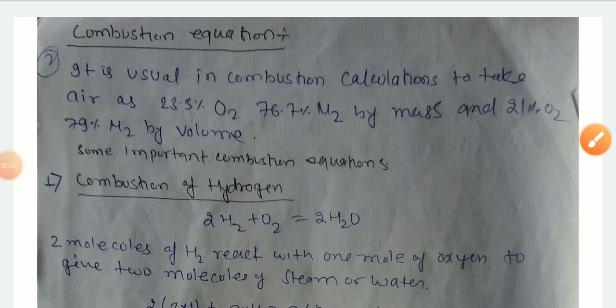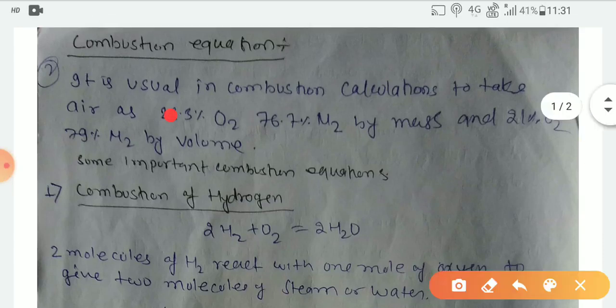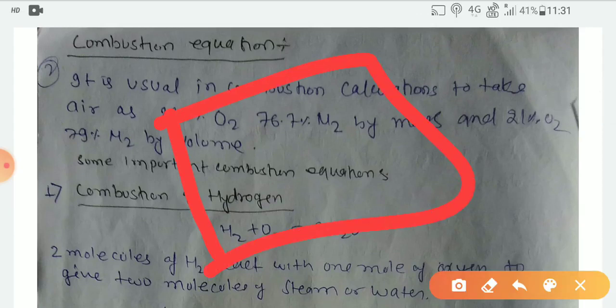Hello friends, today I am going to discuss the combustion equation. Before I start, I consider a combustion chamber. In a combustion chamber, mass of air and fuel enter, where the chemical reaction takes place.